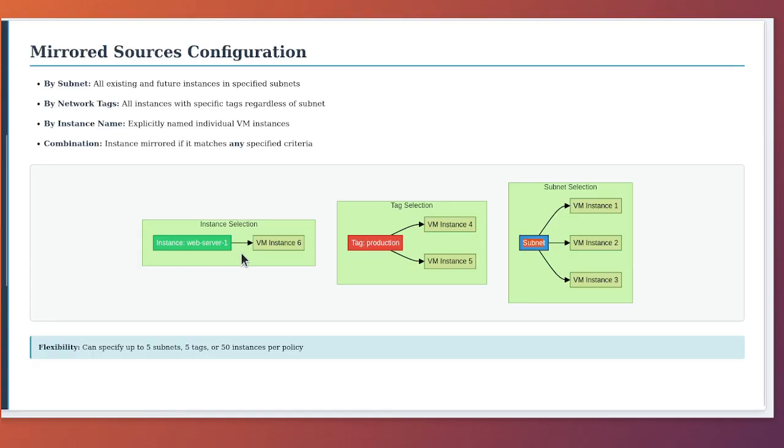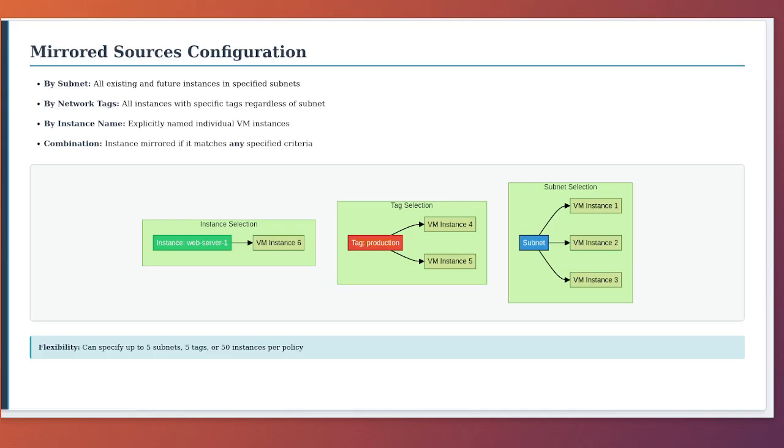The second method uses network tags. Network tags are labels you can assign to virtual machine instances for organizational and policy purposes. When you specify a network tag in your mirroring policy, any instance with that tag gets mirrored, regardless of which subnet it's in. This is incredibly flexible for application-centric monitoring. For example, you might tag all your payment processing virtual machines with a payment processing tag, then create a mirroring policy targeting that tag. Now all payment processing instances are monitored, even if they're spread across multiple subnets or regions.